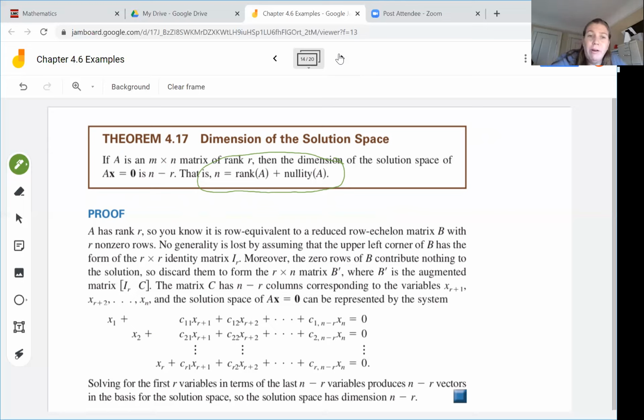Just to verify, in our earlier example, we had 5 dimensions because we had a 5 by 5 matrix, and its rank was 3, and the dimension of the null space was 2. Okay, so A has rank R, so you know that it's row equivalent to a reduced row echelon matrix B with R non-zero rows, or you can think about those as R pivots. No generality is lost by assuming that the upper left corner of B has the form of the R by R identity matrix. What that's saying is we just put them all together in the upper corner.